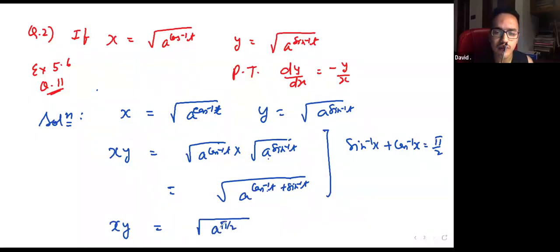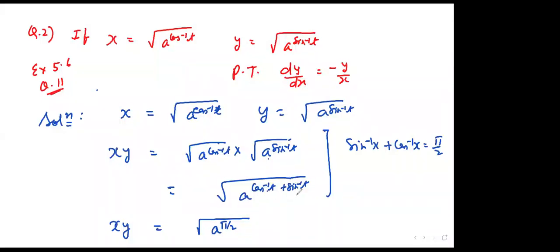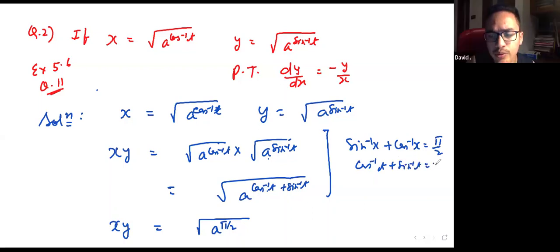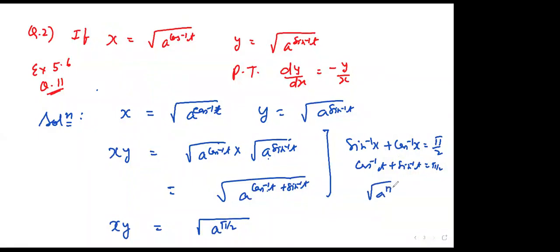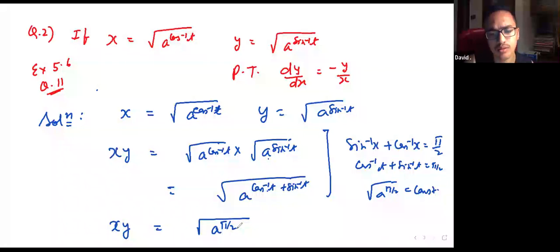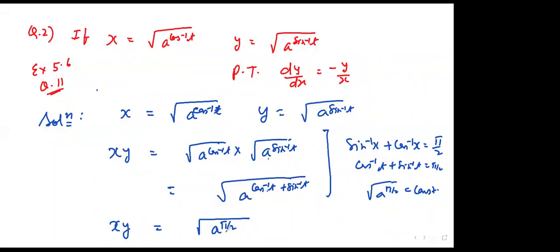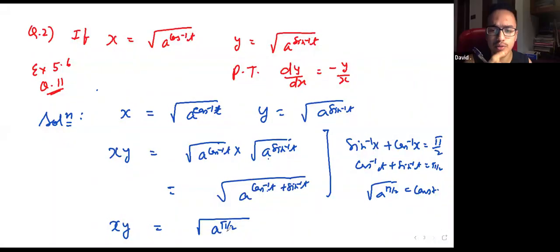Isn't it a constant? Cos inverse t plus sine inverse t is pi over 2. I am asking you, root over a to the power pi by 2, isn't it a constant? There is no variable at all.